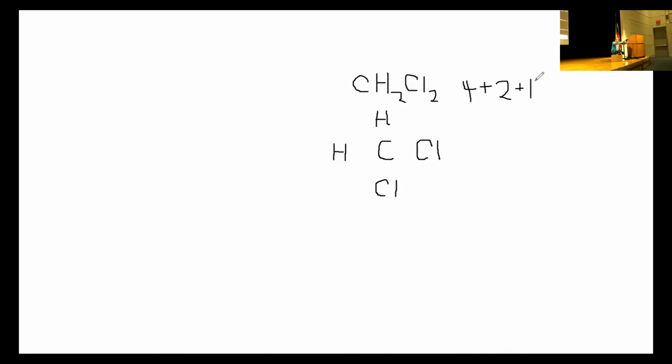2 chlorines, 2 times 7 is 14. Okay, I guess this is a little bit of math. Sorry about that, it's arithmetic. I think we're okay. So 4 plus 2 is 6, 6 and 14 is 20. So that means we have to account for all 20 of those electrons in our structure, and we don't get to use any more than 20.